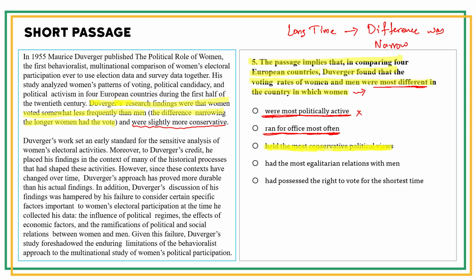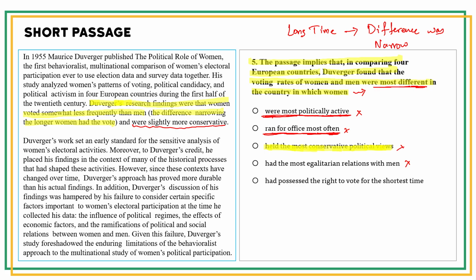So would the voting rates be the most different if they had the most egalitarian relations with men? Egalitarianism and its effect on voting has not been mentioned anywhere in the passage. Okay.